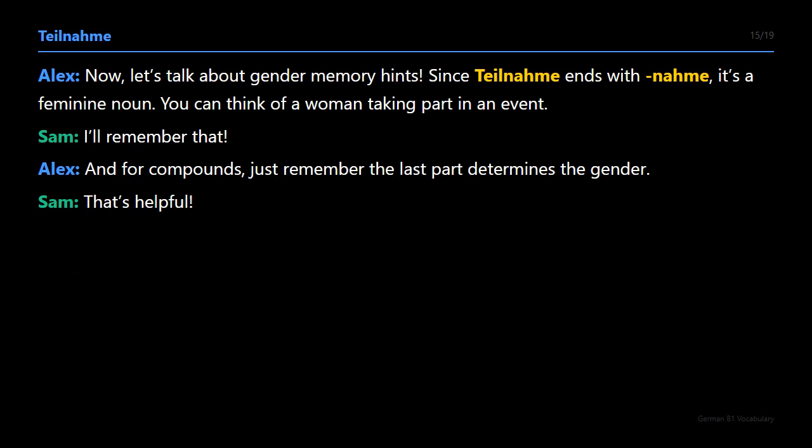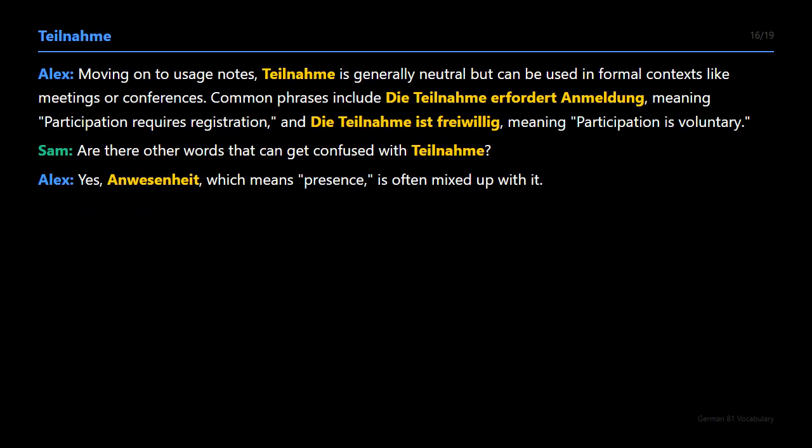That's helpful. Moving on to usage notes. Teilnahme is generally neutral but can be used in formal contexts like meetings or conferences. Common phrases include Die Teilnahme erfordert Anmeldung, meaning participation requires registration, and Die Teilnahme ist freiwillig, meaning participation is voluntary. Are there other words that can get confused with Teilnahme?